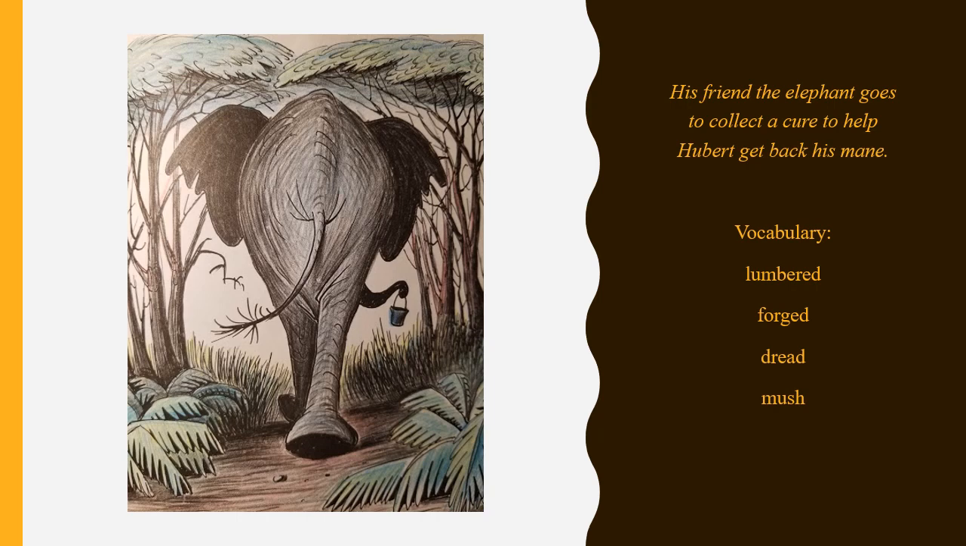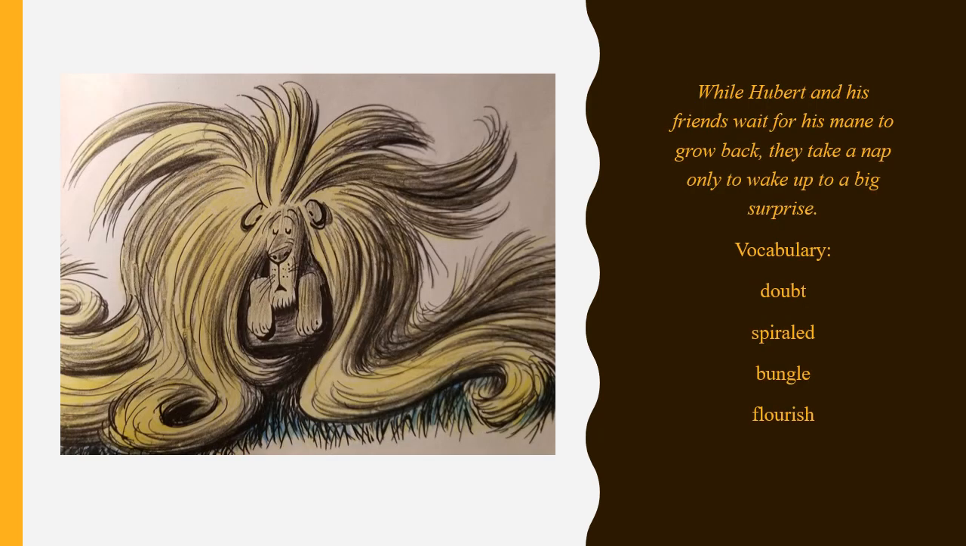After his friends help him find a cure, his friend the elephant goes off by himself to collect the cure, which is to collect crocodile tears. Some of the vocabulary we'll see are lumbered, forged, dread, and mush. After Hubert applies the cure to his head, he and his friends decide to take a little nap while they're waiting for his mane to grow back. Only the hair grows and grows, and they end up waking up to a bit of a surprise. Some of the vocabulary I want you to focus on in this section are doubt, spiraled, bungle, and flourish.